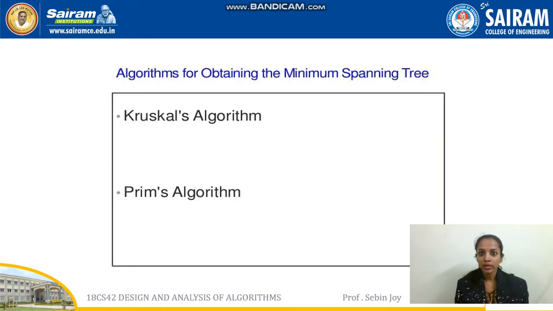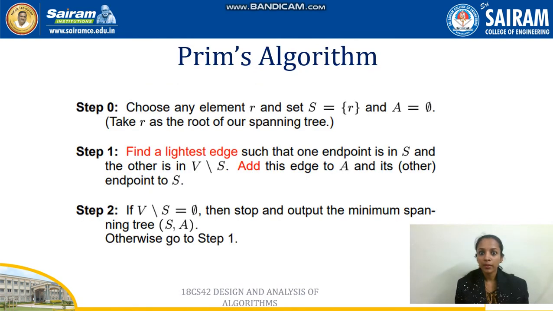So there are two algorithms, Prim's algorithm and Kruskal's algorithm. Kruskal's algorithm we have already covered, and today we will be discussing Prim's algorithm. In Prim's algorithm, these are the three steps which we follow. First we will find the set S. S is the set of visited vertices, and we can select any vertex or any element, that is R.